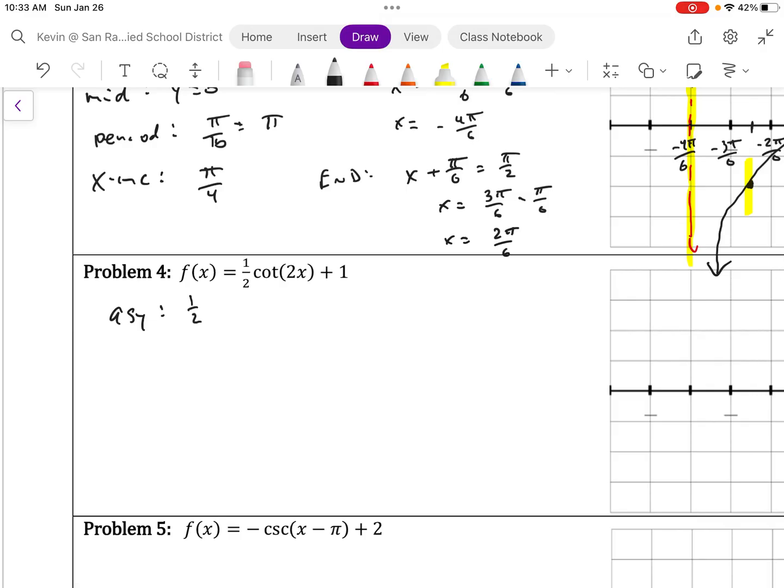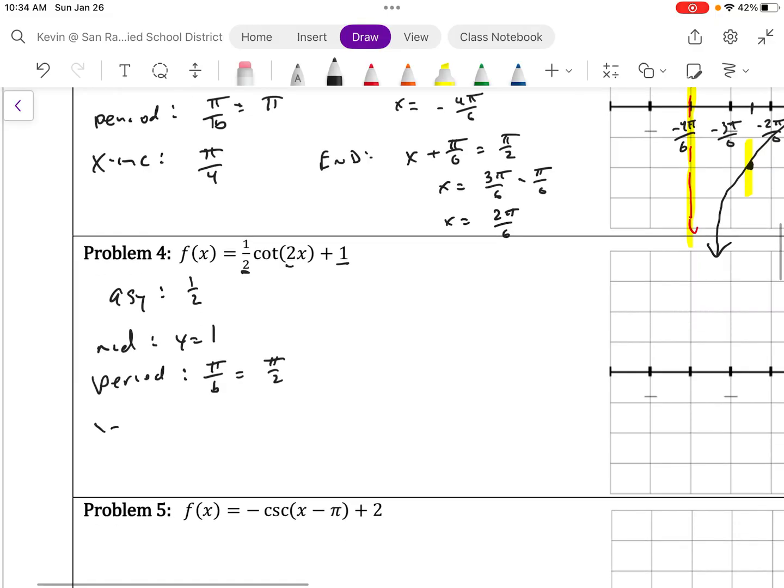Okay, asymptote is 1/2. Midline is y equals 1. Period is pi divided by b, so that's pi over 2. That's our b. Asymptote, midline. X-intercept is going to be pi over 2 divided by 4, pi over 2 times 1/4, pi over 8.